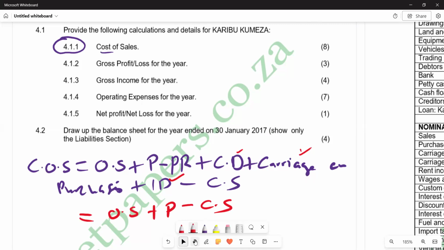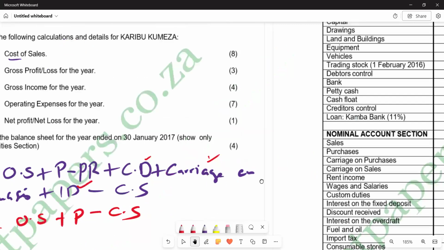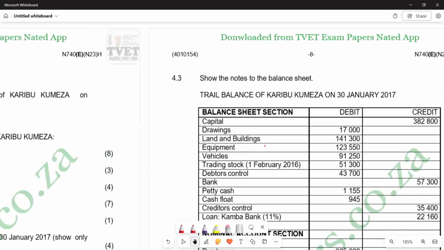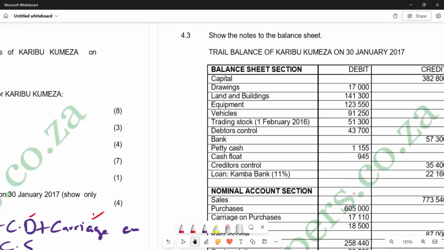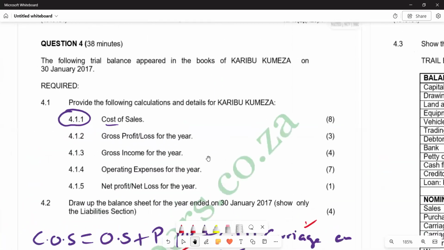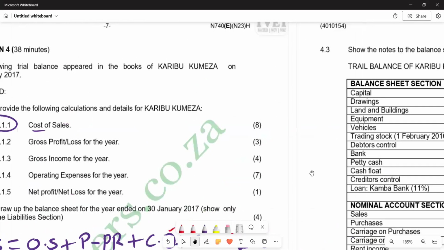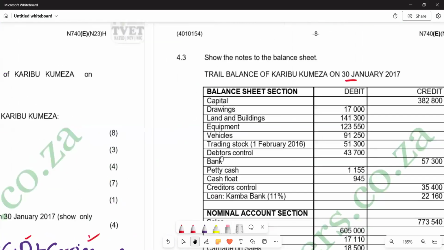We go to our question and see what information we are given. If you come here, you would see that we are given the trial balance of Karim Kumeza on 30 January 2017. That's where we're going to get our information to calculate our cost of sales. Remember, that's exactly where the year is ending, which is 30 January 2017. So that's very important for you to know. Those are the balances that you're going to use.